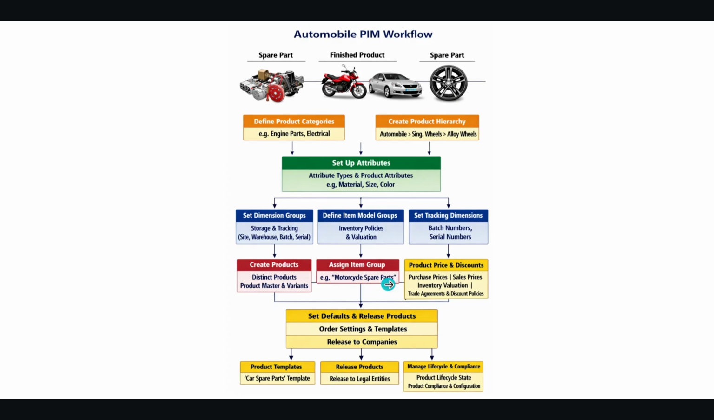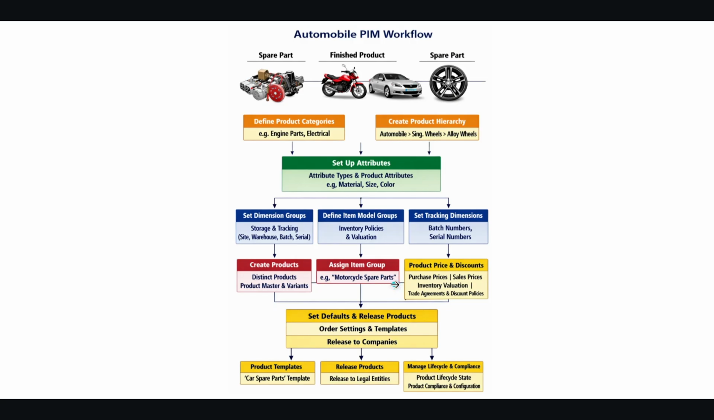What is an item group? Why do you need it? An item group is used to place your product under a certain bucket or a certain category. For example, I'll say that my brake system is going to be put under a group called motorcycle spare parts group.